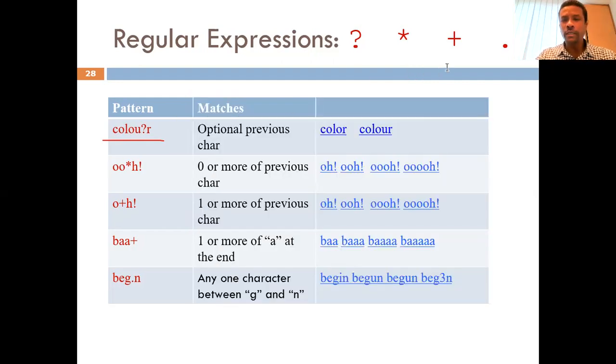And if you have this one, I hope this means the letter o can appear zero or more times. So it is possible because the first o is here and the last h is here, but the one in the middle can appear zero times. The same is true here and here. So you can see that regular expression is a very powerful tool to manipulate a string.